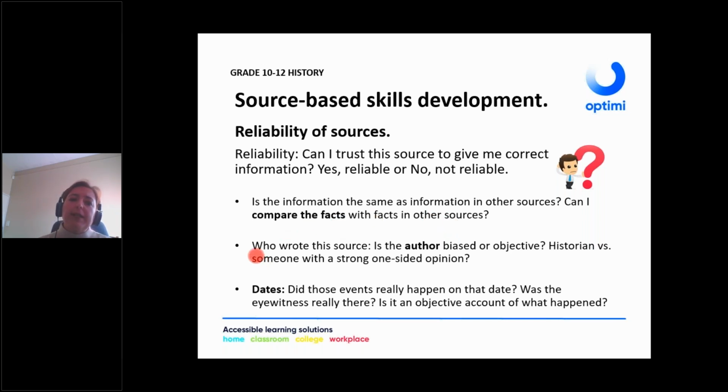Then a second way is to look at the author of the source, okay, the writer of the source. Is the source biased or objective? Okay.